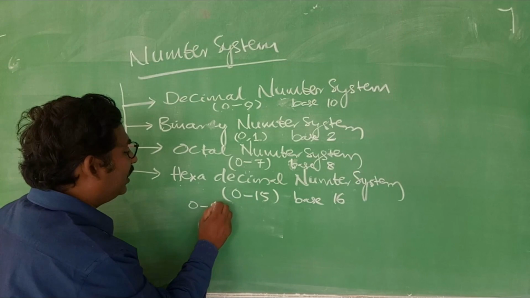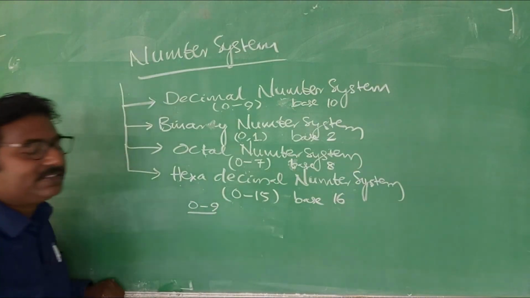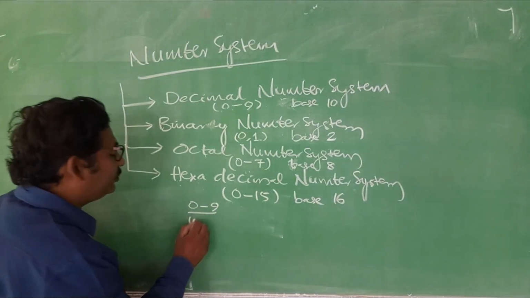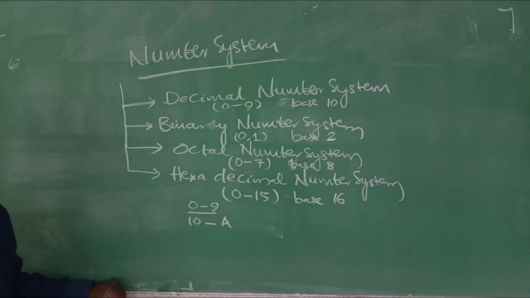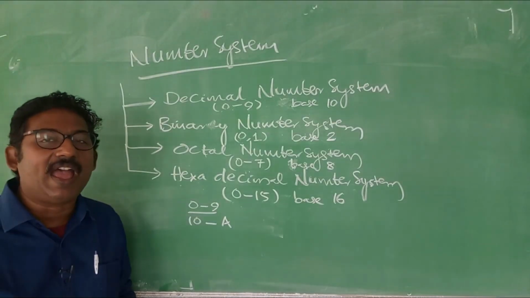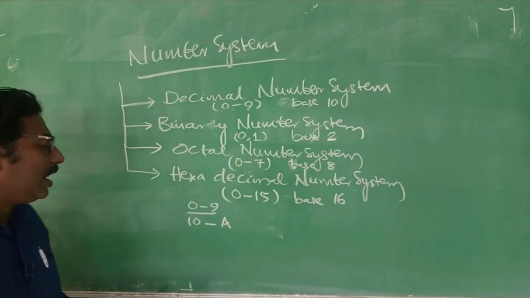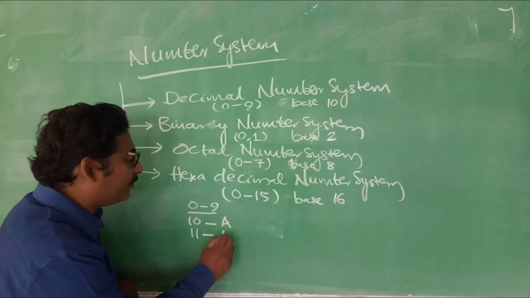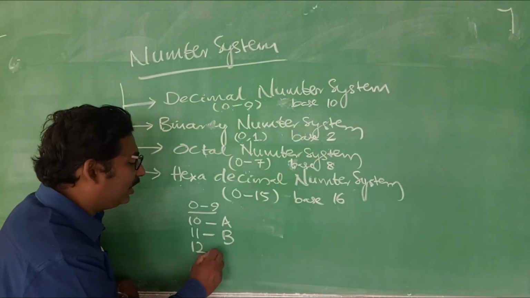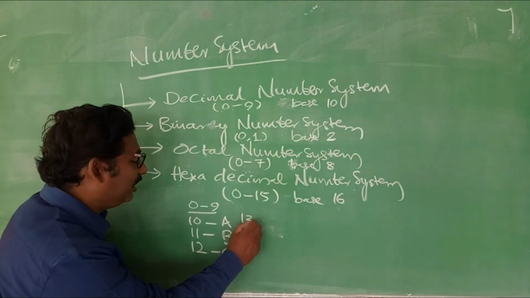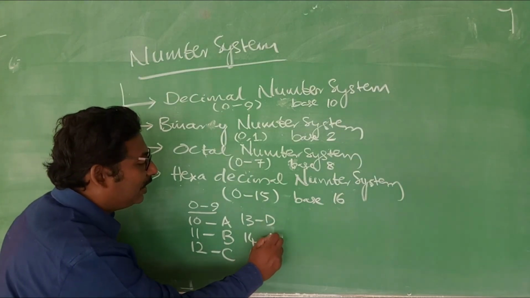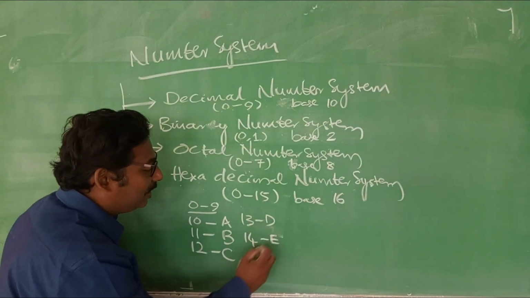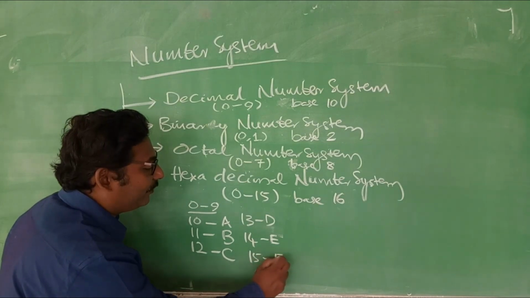In the hexadecimal system, 0 to 9 are as usual. When it comes to 10, it is represented as A. 11 is represented as B, 12 as C, 13 as D, 14 as E, and 15 as F.